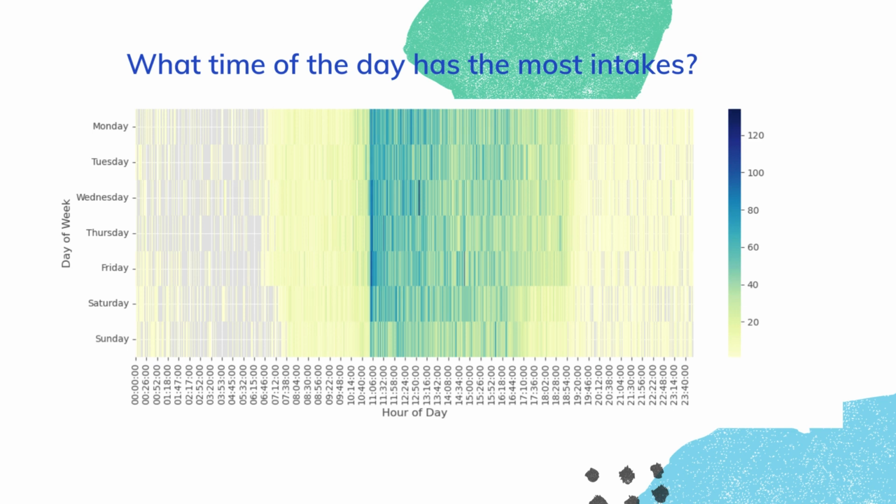The shelters are busiest from Monday to Friday between 11 a.m. to 7 p.m. This is represented by the sections in the blue color on our heat map, which uses a color spectrum to represent the number of intakes across all of the shelter. On the weekend, however, they are busiest around 11 a.m. to 4 p.m.